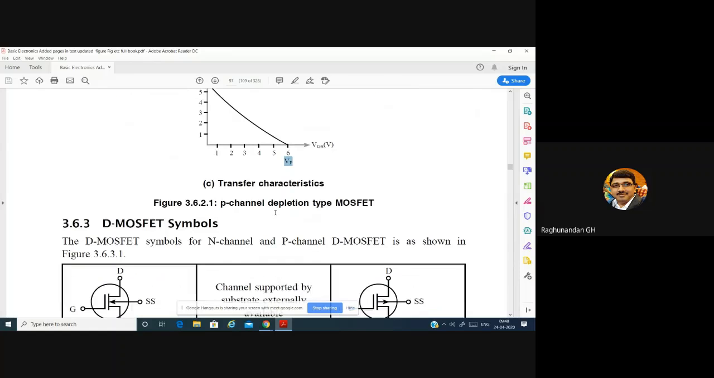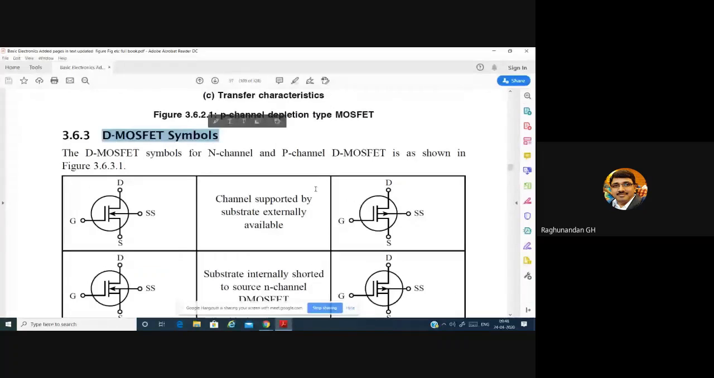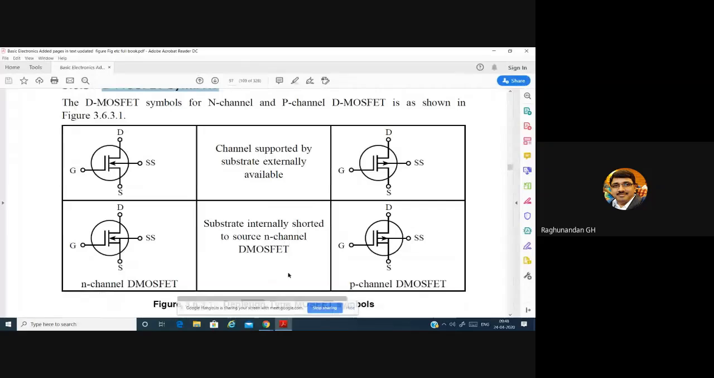So coming to DMOSFET symbols. What are the symbols we will use? These are the symbols which we are using. This is for the N channel DMOSFET and this is for the P channel DMOSFET. You can observe here, in our JFET we were not having any gap like this. So you can see there are parallel lines. Gate is here and we have one more line, which is going to connect your substrate, drain, source, and you have this gate.